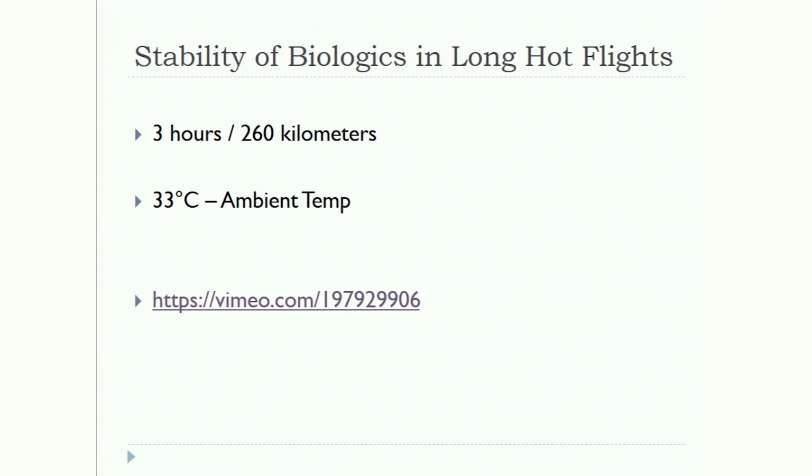So we decided to essentially repeat our initial experiments, but do a much longer flight. So we did a 3-hour, 260-kilometer flight. The driver for this was, we thought if a lab was 100 kilometers away, which is what people were requesting, then we needed to test a 200-kilometer flight to mimic the transport time. This was at 33 degrees, and so it was much warmer also. So I'll just show you what that video looked like, because the type of drones we used for this was also different.